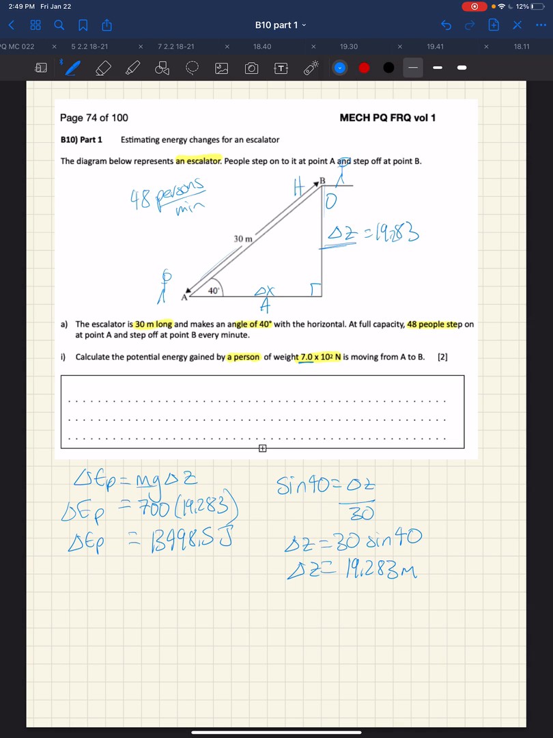Our 700 has two significant digits, so we can only report those two. So we are looking at 13 kilojoules. So 13,498 is 13 kilojoules, or 1.3 times 10 to the 4th joules. Either one of those is a fine answer for this question.